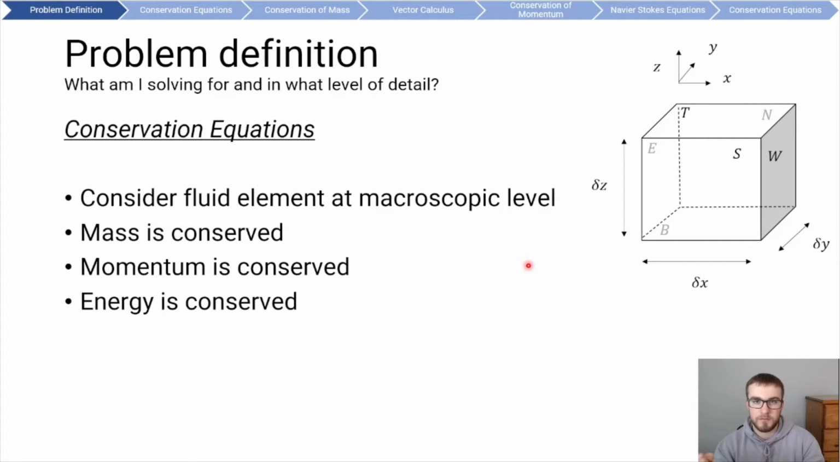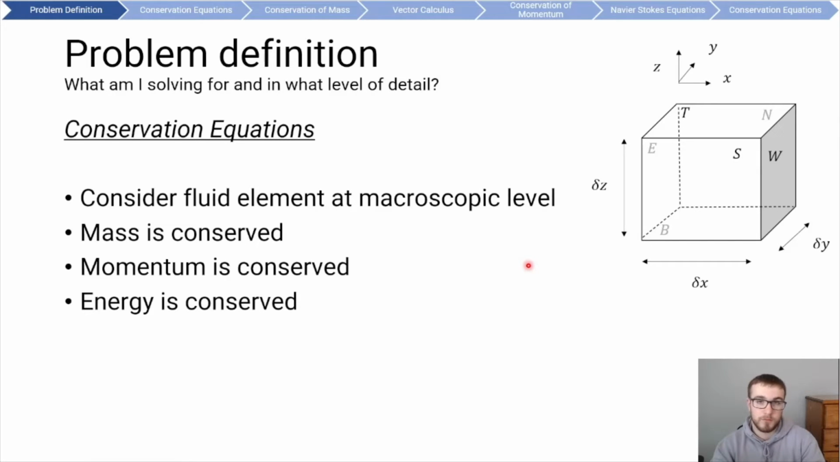We know if we have 5 kilograms of fluid and we put it in one end of a pipe, we should get 5 kilograms of fluid leaving that pipe. That's conservation of mass. Mass will not be created or destroyed in our fluid element. We also know that momentum is conserved and that it follows Newton's second law. So all the forces applied on this fluid element is equal to the rate of change of momentum, F equals ma. And we also know that energy is conserved in our fluid element.